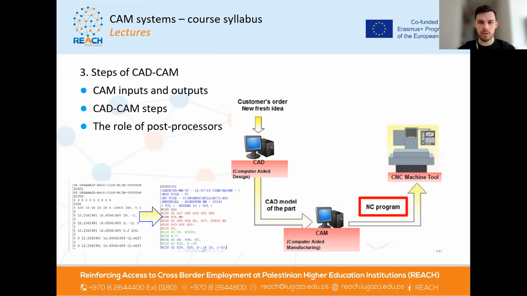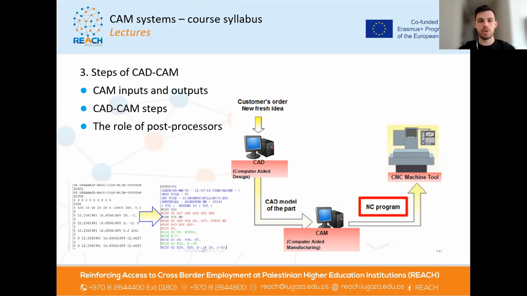So how you have the customer order, the idea, which is then translated into some computer aided design program, and then how this CAD model is equipped with machining operations in order to get the CAM done, and as the result of that CAM, to get a specific CNC program for our CNC machine tool.